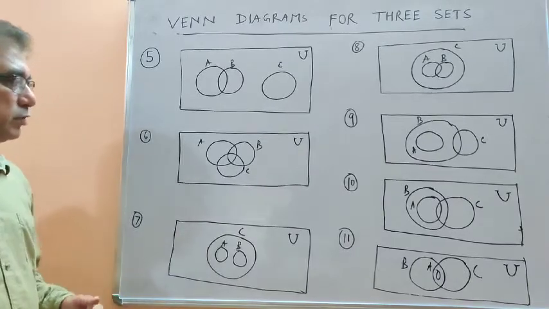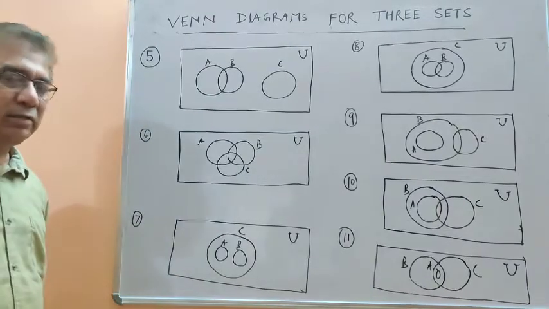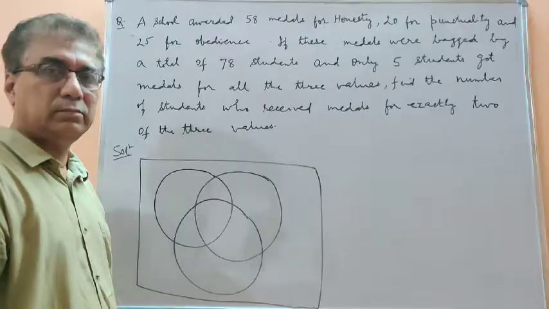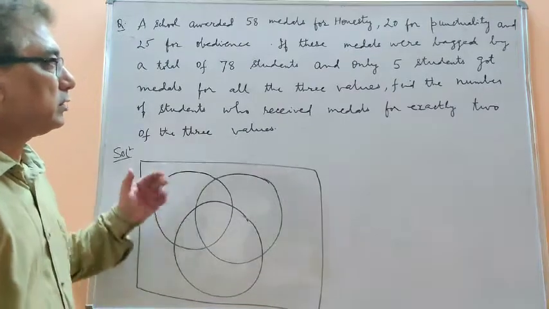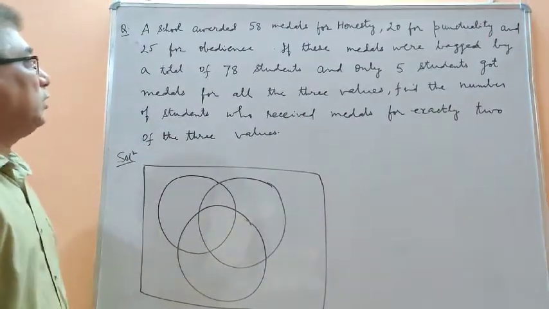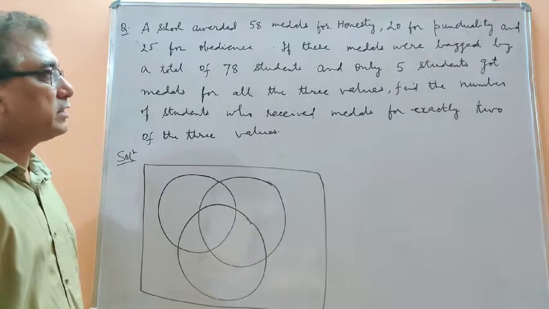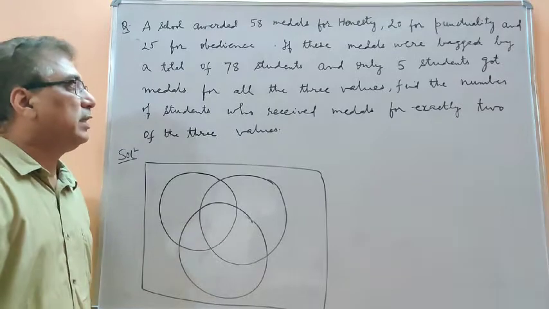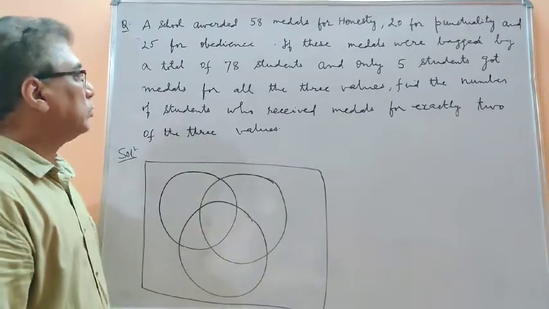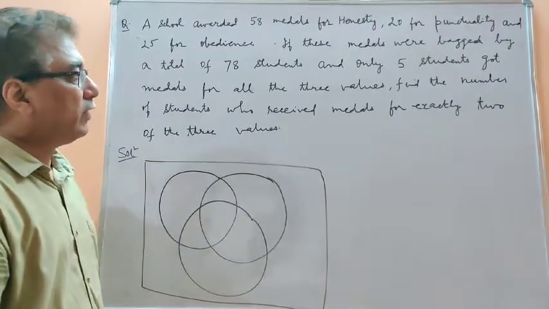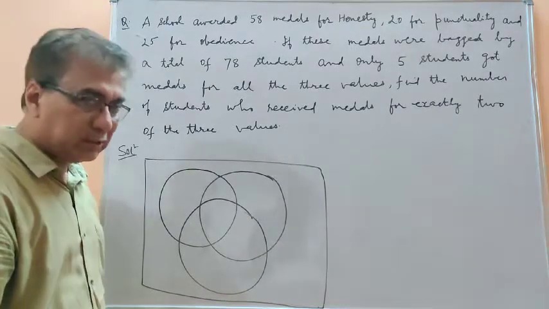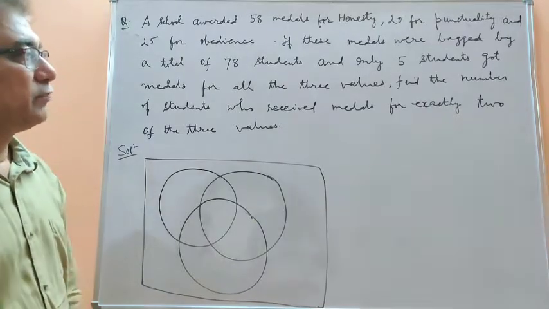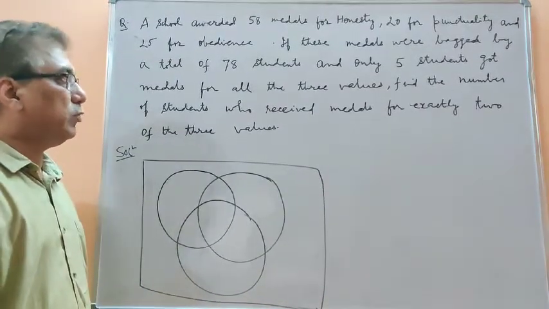Now I am going for questions on sets containing 3 sets. Okay, so I have taken one question here. A school awarded 58 medals for honesty, 20 for punctuality, and 25 for obedience. If these medals were bagged by a total of 78 students and only 5 students got medals for all the 3 values, find the number of students who received medals for exactly 2 of the 3 values.